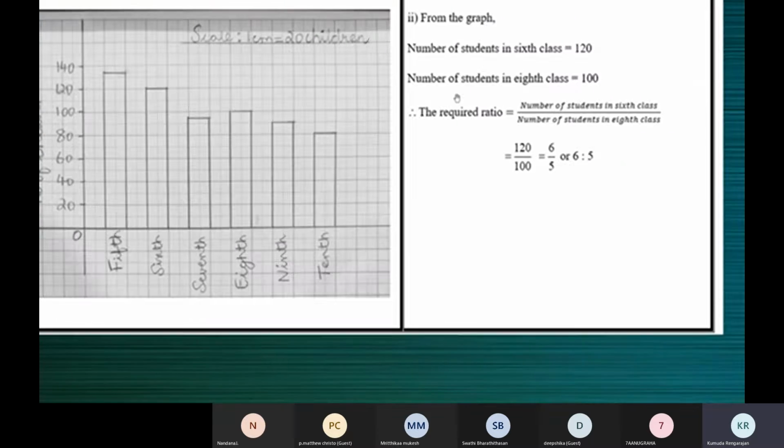So you can see here, required ratio is equal to number of students in 6th class by number of students in 8th class. 6th class has 120 students, 8th class has 100 students. Because it's 6th to 8th, so 120 by 100, which is 6 by 5 or 6:5.